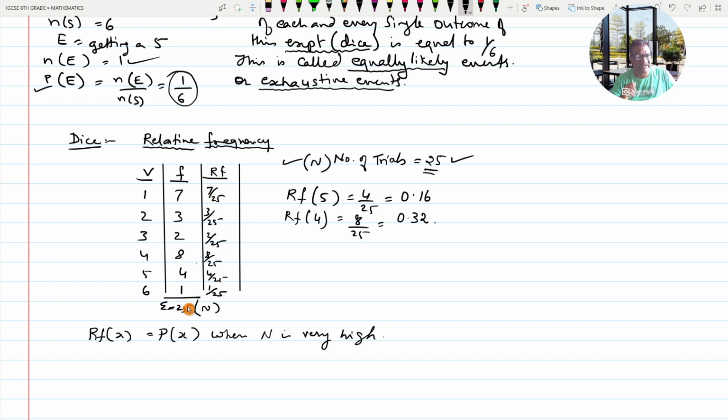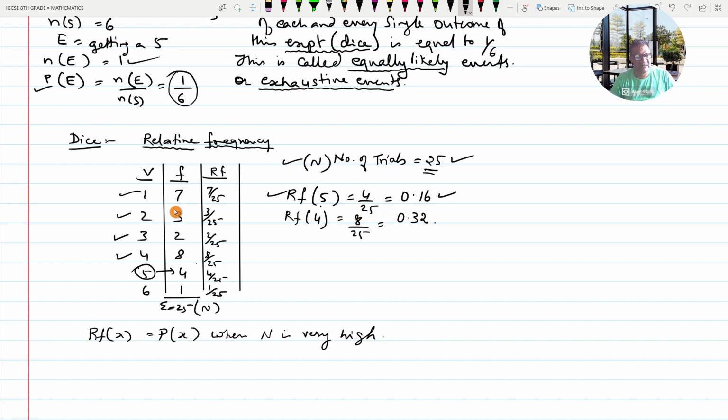So 7 upon 25 is the relative frequency of getting this 1. Then 3 upon 25 is the relative frequency of getting this value 2. Then 2 upon 25 will be the relative frequency of getting this value 3. Then 8 upon 25 will be the relative frequency of getting this 4, and so on and so forth. So I've written here relative frequency of 5. You can see from here, this is 5, so relative frequency of 5 will be this 4 divided by this n. So 4 upon 25, which works out to 0.16.